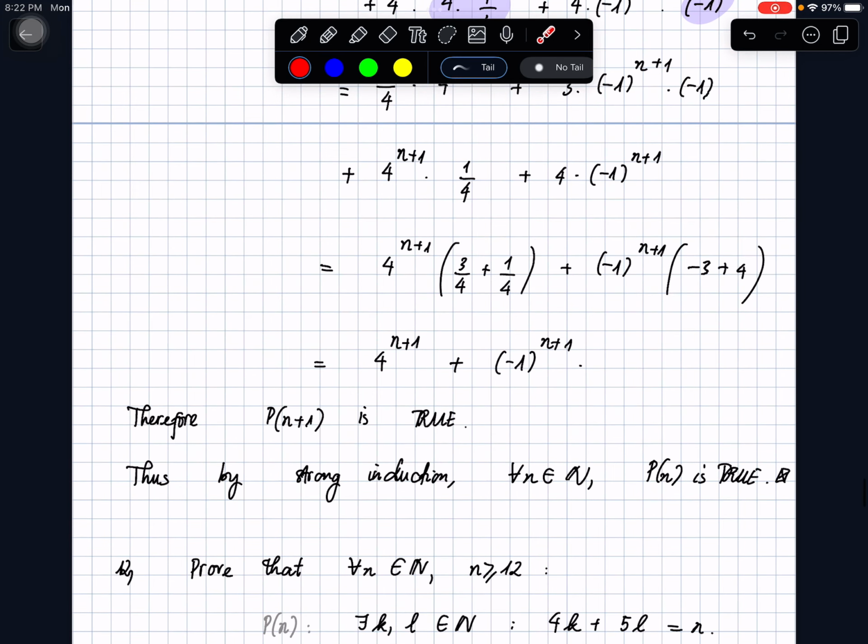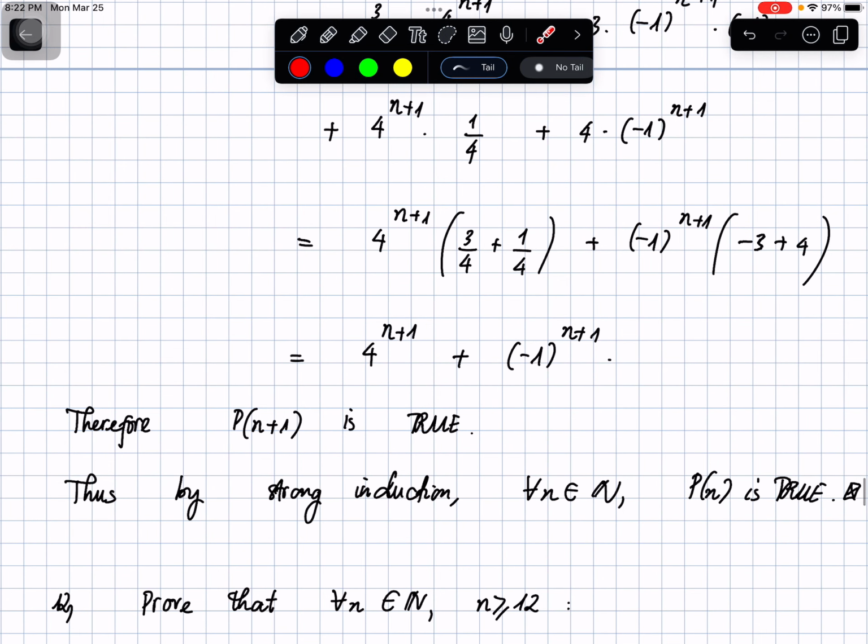And therefore, we did show that P of n plus 1 is true. By strong induction, we proved that for all natural numbers n, P of n is true. And we are done.